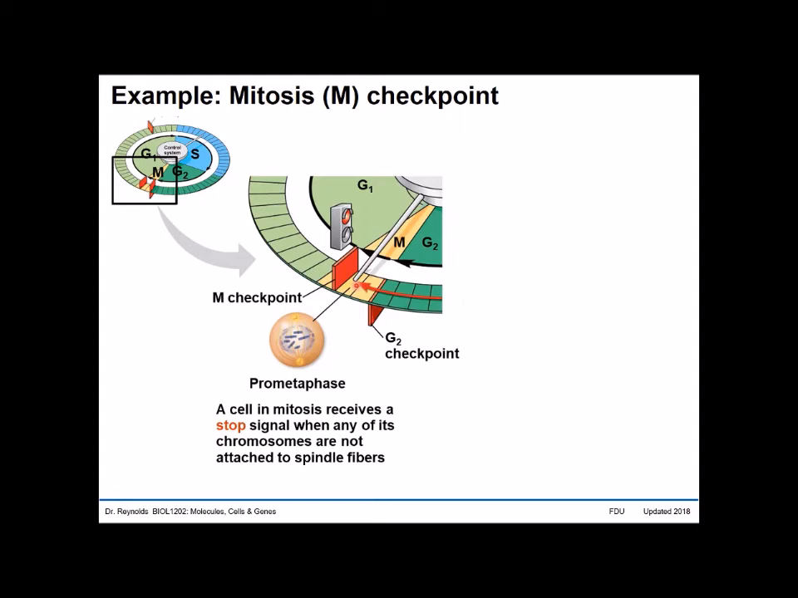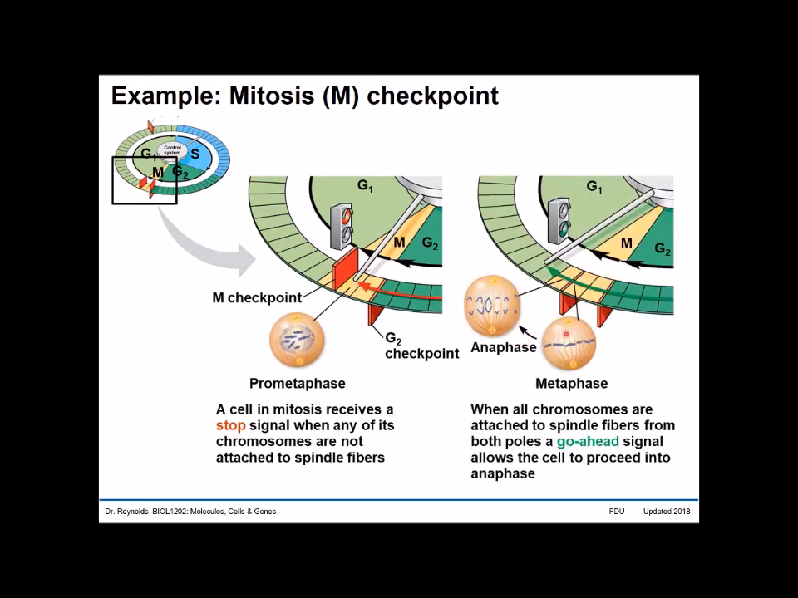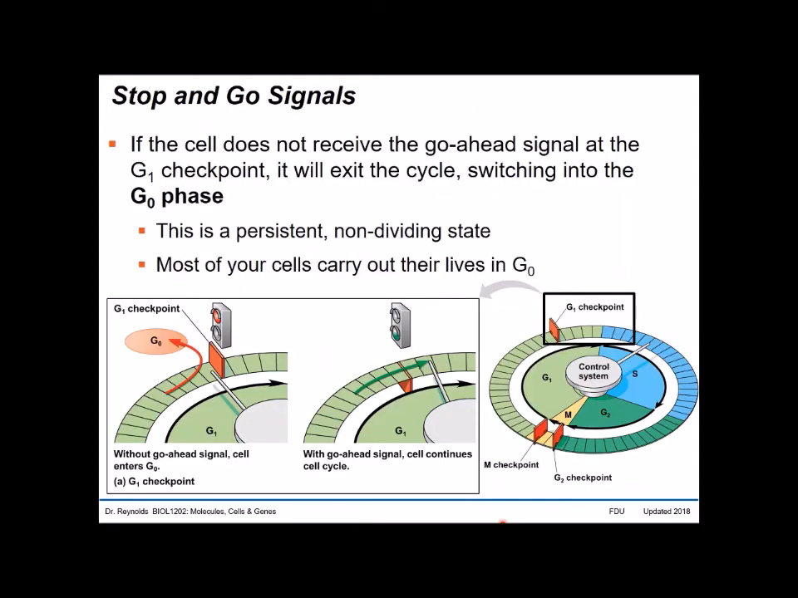They're going to be sending out stop signals to the cell. Only when every one of them has attached and they line up on a metaphase plate do they actually send the go-ahead signal for there to be division of those sister chromatids, the cohesins dissolving away, and the separation of the chromatids that we call anaphase. So a cell controls whether or not it proceeds to the next step by ensuring that it's met all of the necessary checkpoints. Another example is this G1 checkpoint.